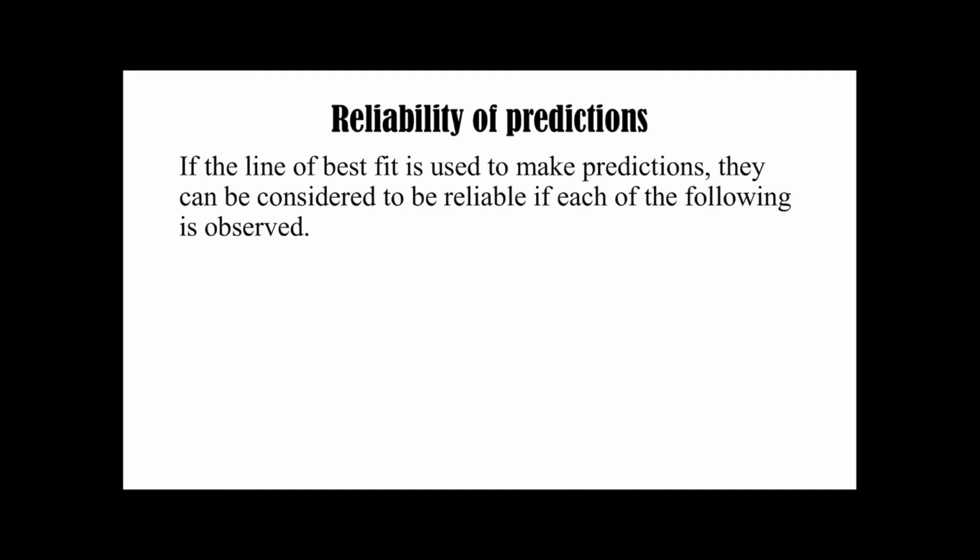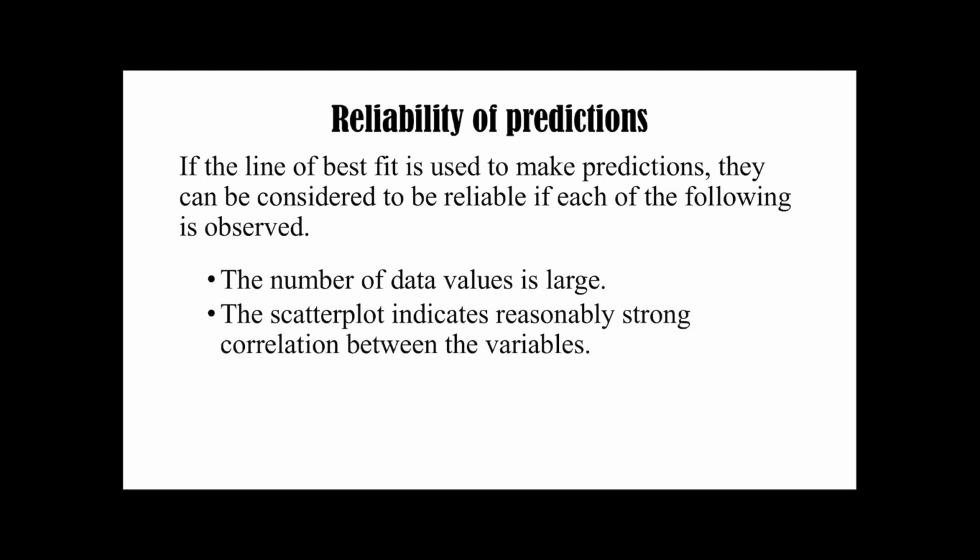Reliability of predictions. When predictions are made, it is useful to know whether they are reliable or not. If the line of best fit is used to make predictions, they can be considered reliable if the number of data values is large. The scatter plot indicates reasonably strong correlation between the variables. The predictions are made using interpolation.